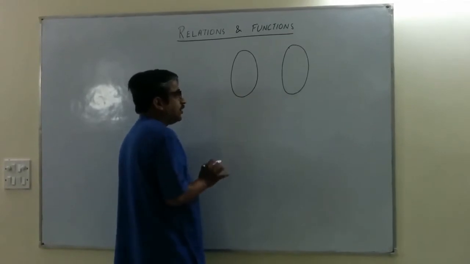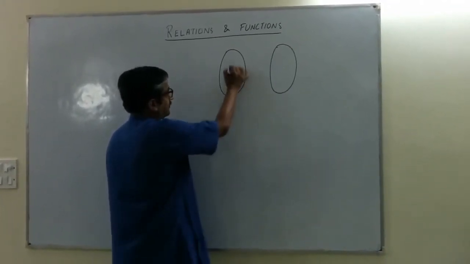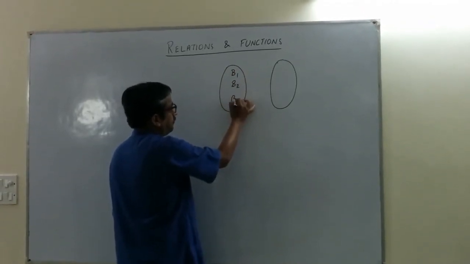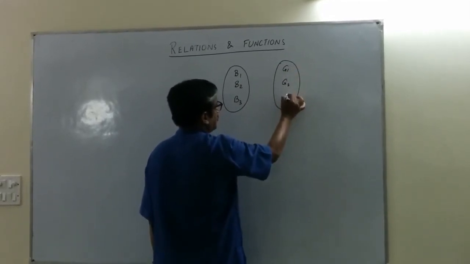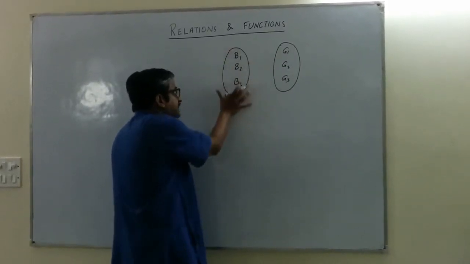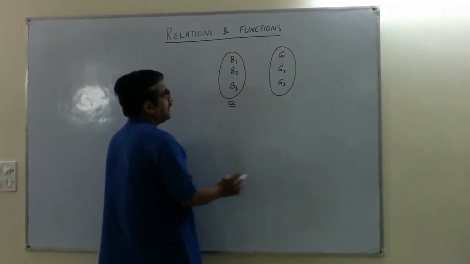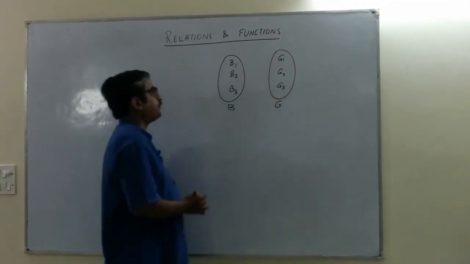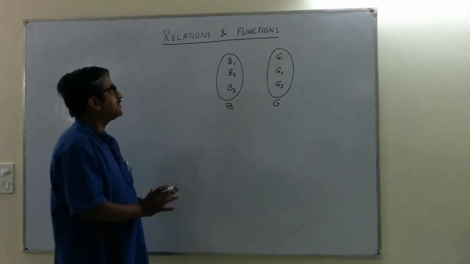Suppose there is a party going on, and in that party there are three boys, B1, B2, B3, and there are three girls, G1, G2, G3. If I call this whole collection of boys B, and this whole collection of girls G, then what are all the possible relations?